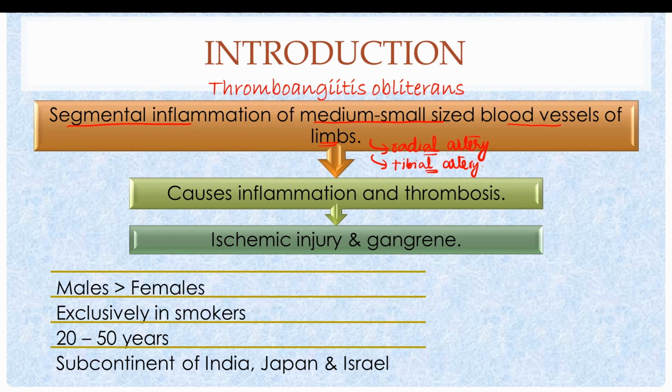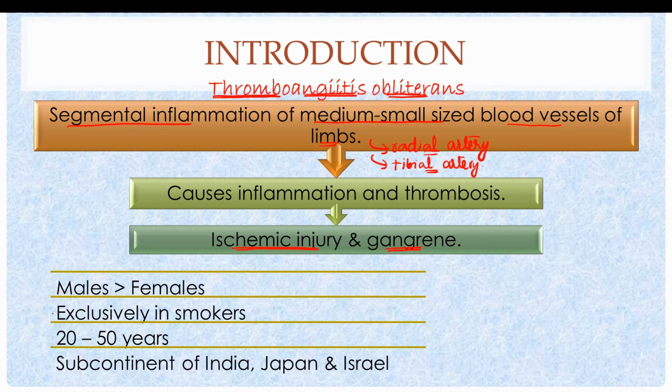So as the name shows, Buerger's disease is characterized by the formation of a thrombus and inflammation of blood vessels, causing an obliteration in the blood vessel lumen, leading to blood flow obstruction and ischemic injury. In more severe obstruction, the gangrene of the end organ, such as hands or feet, can also occur.